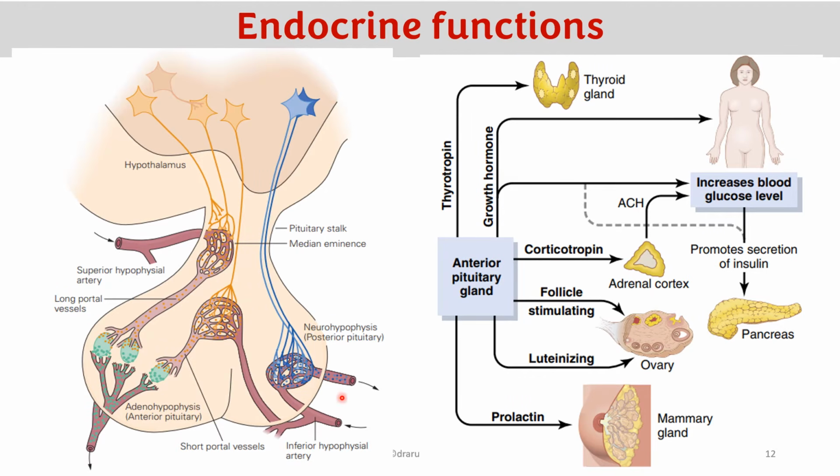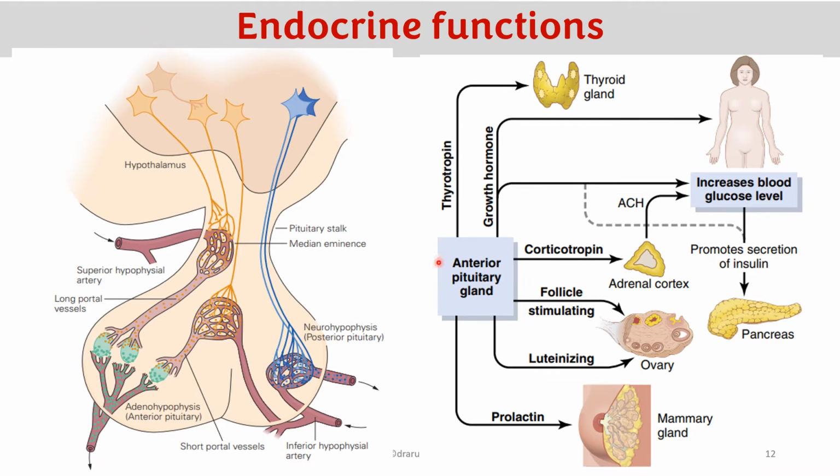What about posterior pituitary? For posterior pituitary, it is a neuroendocrine axis, right? So hypothalamus produces the hormones and stores them in the Herring bodies, and based on the stimulus, the posterior pituitary will release it. Examples are oxytocin, right? So this is how the hypothalamus controls the endocrine functions of the body.